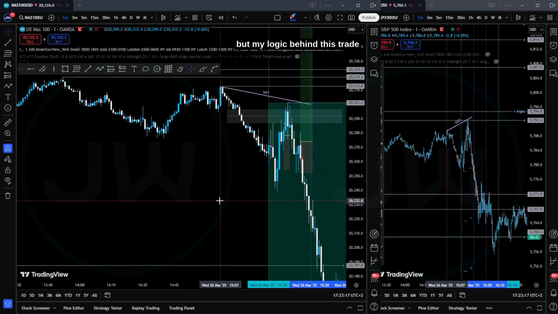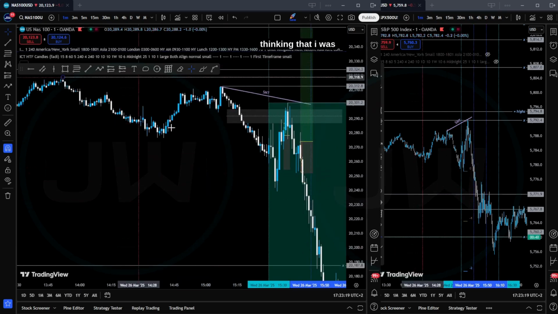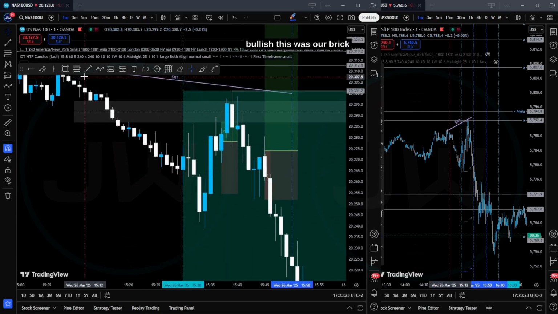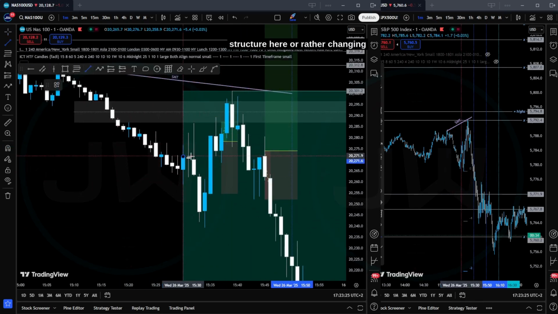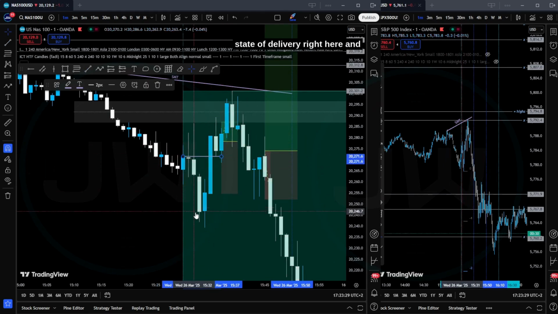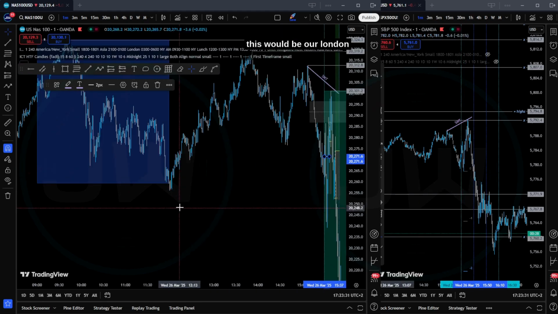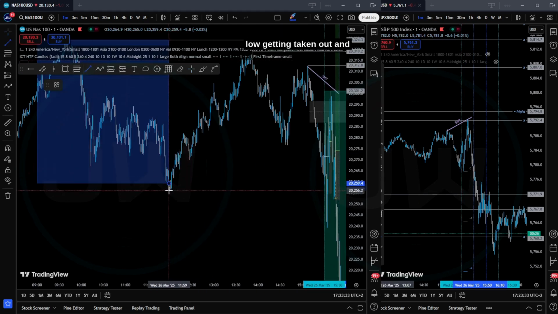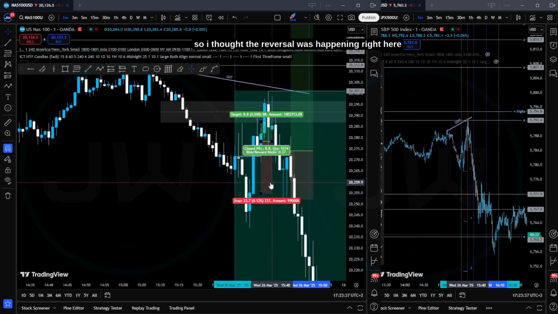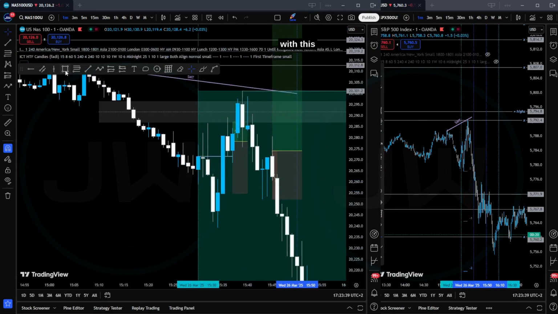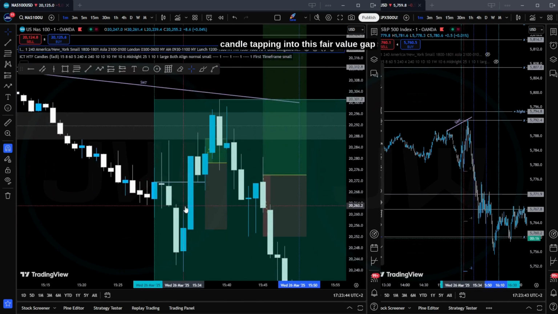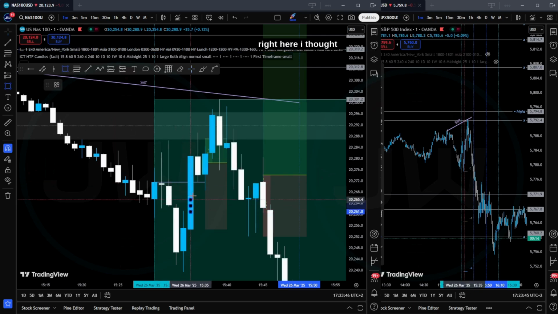You could say that. But my logic behind this trade, thinking that I was bullish, this was our break structure here, or rather our change in state of delivery right here, and this would be our London low getting taken out. And so I thought the reversal was happening right here, with this candle tapping into this fair value gap right here.